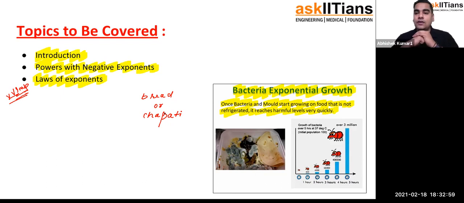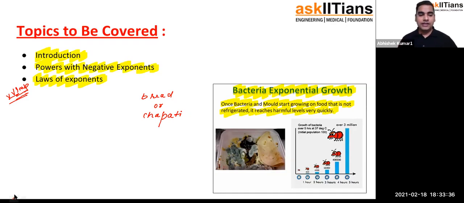Okay, let's say on a particular day you are seeing a very small amount of bacteria on it, then on the next day you will see that they multiply super fast, they increase very rapidly. So this rapid increase in the number of bacteria or mold that is there on bread or chapati or any other stuff shows the exponential growth or exponential increase in the number of these. Exponential means which increases very fast.